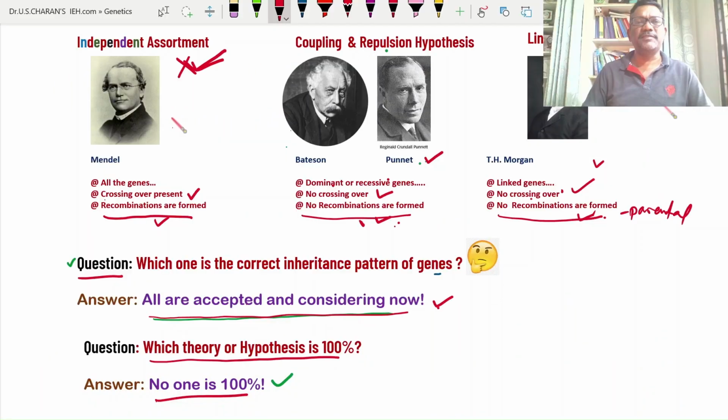So this means some genes or alleles located on some chromosome in some organisms are following this independent assortment. Some of the genes or alleles are following this coupling and repulsion hypothesis, and some are following the linkage. So everything is taken into consideration. And another important question from this discussion is, which theory or hypothesis is 100%? Is there any 100% proven theory? No one is 100%, because in the independent assortment also some parental progenies are formed.